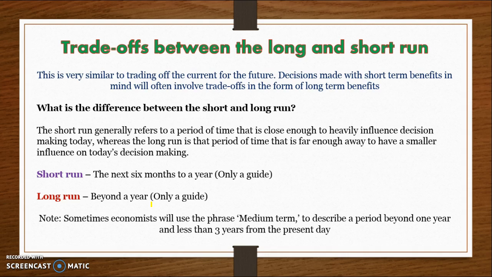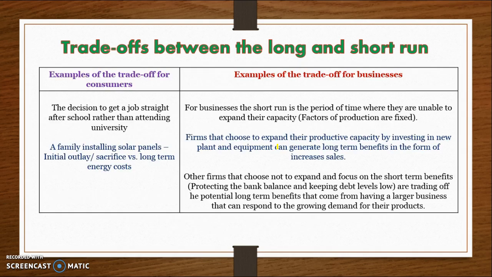So generally we refer to the short-term as the next 6 months, so will decisions benefit or hurt us in the next 6 months? And the long run is generally beyond a year, although often we refer to the medium term as between 6 months and 3 years, with the long term being longer than 3 years. So the short run is generally a period of time that is close enough to heavily influence decision making today, whereas the long run is that period of time that is far enough away to have a smaller influence on today's decision making. So generally over 3 years is considered to be the long run.